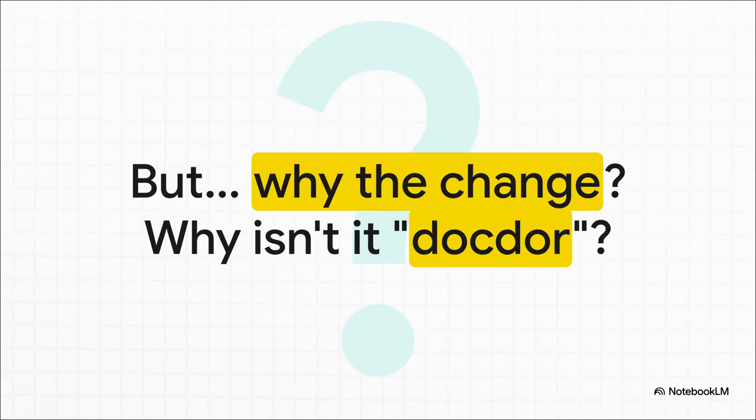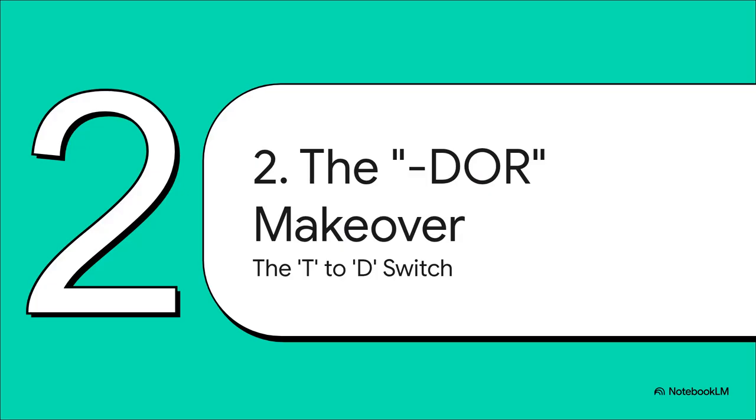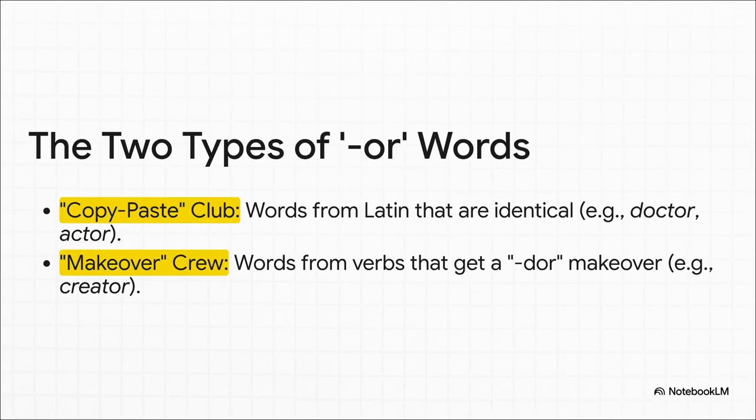And this, of course, brings up the big question. If creator becomes creador, then why is doctor still just doctor? Why doesn't it follow the same rule and become doctador? There's a really cool reason, and we're about to figure it out. It's time to meet the DOR makeover crew. This is where we solve the mystery of that T to D swap. And I'm going to give you a super simple way to know exactly which words get the makeover and which ones stay the same. So here it is, the big secret.